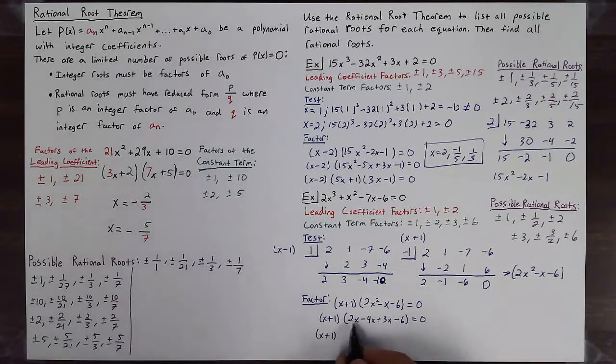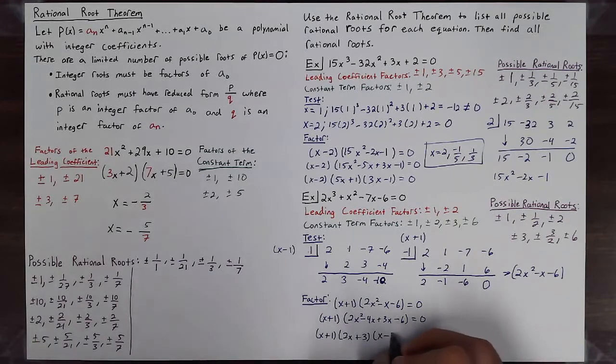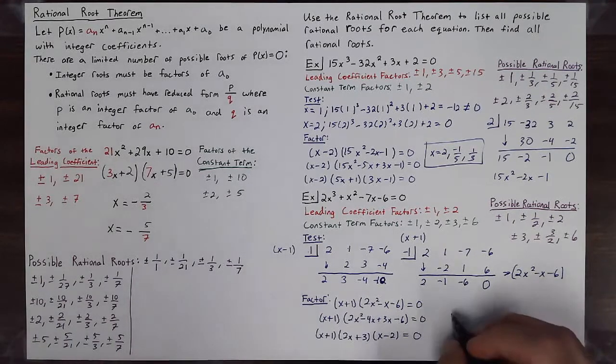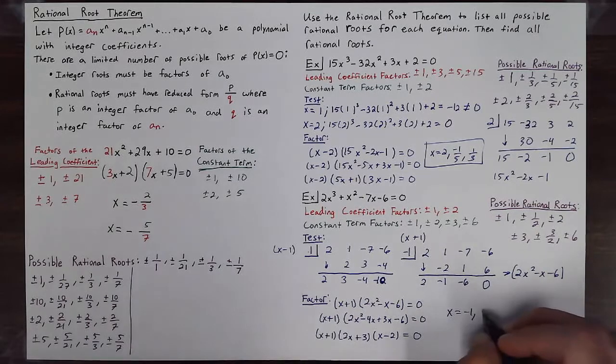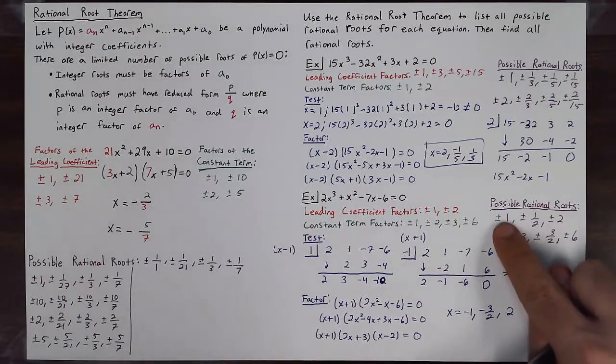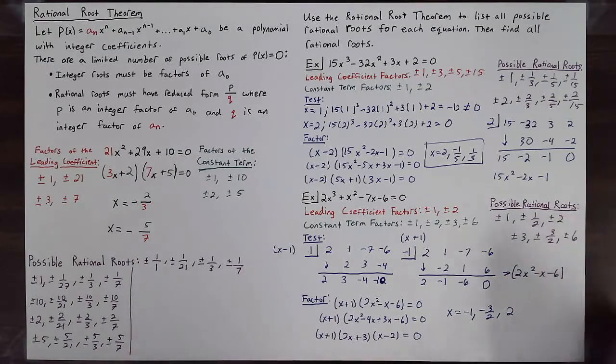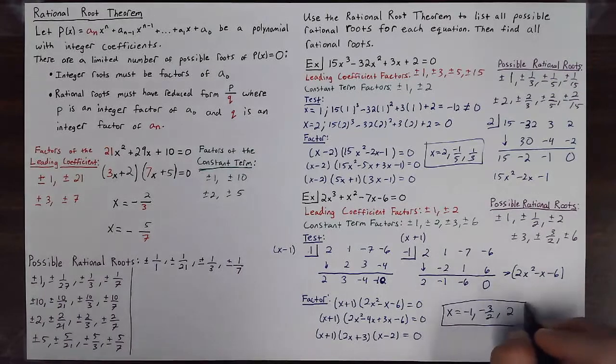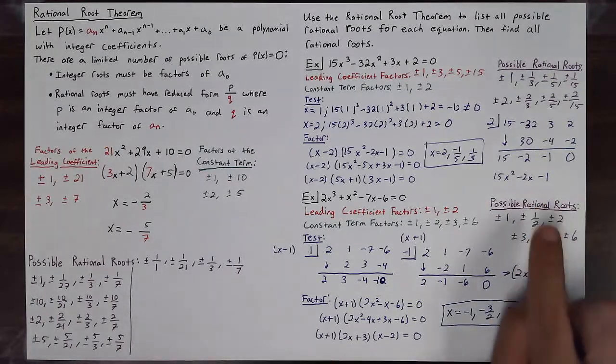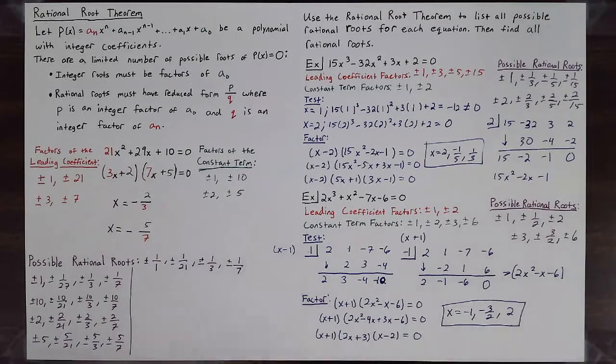So between 2x squared and 4x, they have a 2x in common, leaving me with x minus 2. And then the second group has a 3 in common, leaving me with x minus 2, which is my other factor. And setting all those equal to 0, I can get -1, -3/2, and 2, all of which were listed above. So we've predicted those rational roots. And if they weren't in this list, they would have had a square root or an imaginary number in them. And that is how you use the rational root theorem.